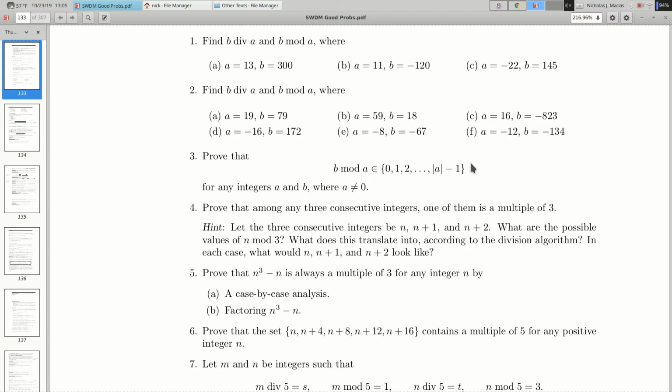So question one, find B mod A, forget about B div A. Find B mod A for those three cases, and then find B mod A for these cases in question two. So go ahead and find a spot on the board, find some people to work with, and work on questions one and two. Don't worry about the div thing. Just calculate B mod A, and let's make sure we're clear on modular operations.